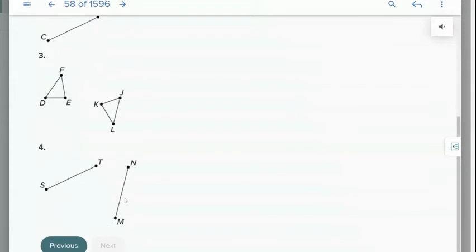What about from MN to ST? Maybe a rotation. All right, maybe.